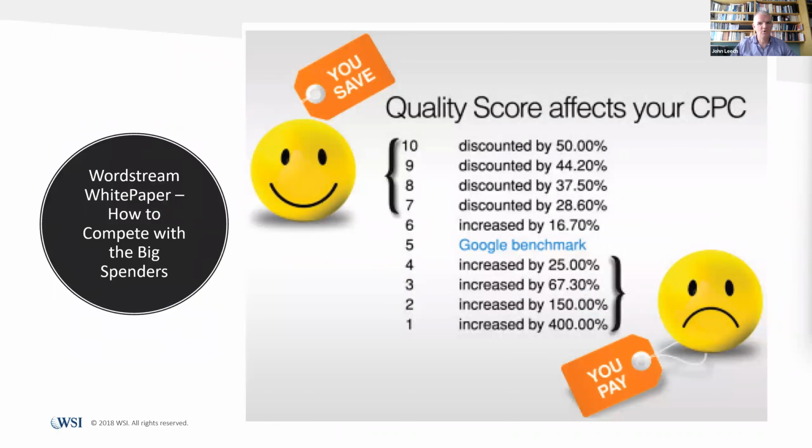Why is quality score important? This is just a metric from an old WordStream white paper that says that if you've got a quality score of 10 for a keyword, it probably discounts your cost by 50%. If you've got a quality score of 1, which is really poor, you may pay 4 times the amount to get that click, which has a really important impact on the financial performance of your campaign.